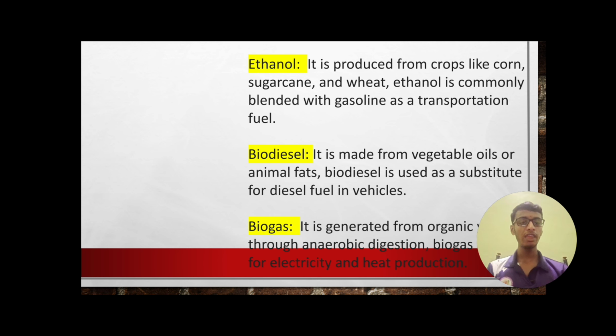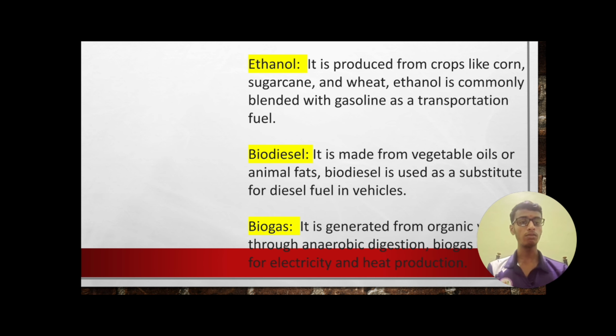Now we'll see the next, biodiesel. It is made from vegetable oils or animal fats. Biodiesel is used as a substitute for diesel fuel in vehicles. These biodiesels are used in the diesel engine in a ratio of, for 1 liter, 20% or 10%.